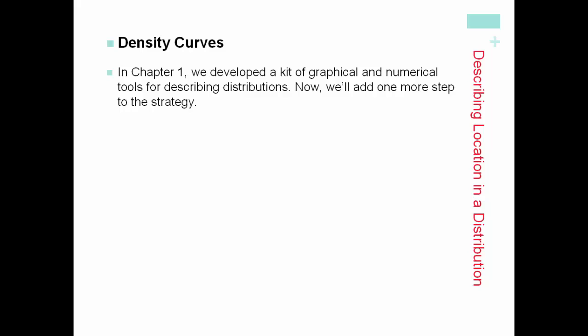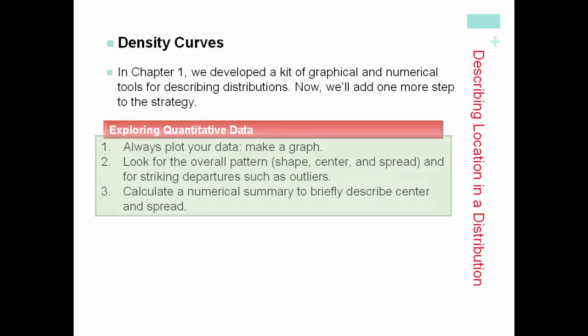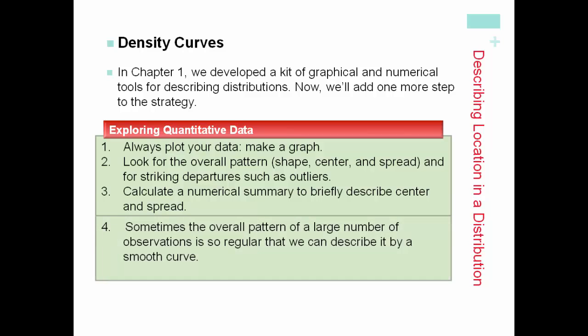In Chapter 1, we looked at a strategy for graphical and numerical tools for describing distributions. Now we're going to look at one more step. Always plot your data, make a graph. Look for the overall pattern, that is our shape, center, and spread, and for departures such as outliers. Don't forget your socks. Calculate a numerical summary to describe the center and the spread. Sometimes the overall pattern of a large number of observations is so regular that we can describe it by a smooth curve.